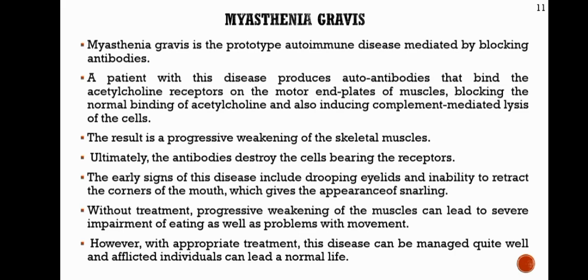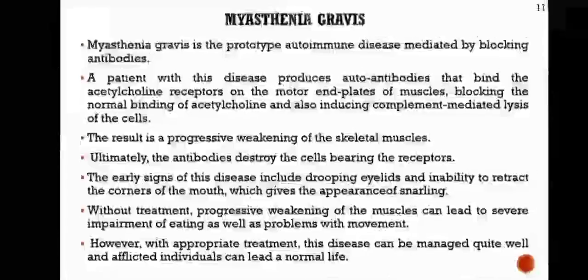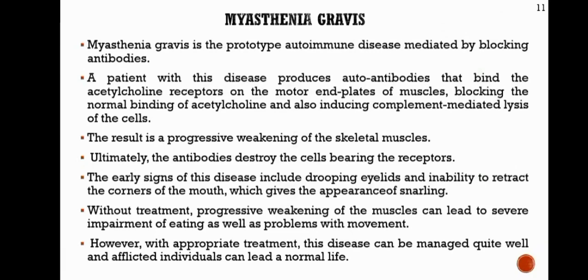Myasthenia gravis. Myasthenia gravis is the prototype autoimmune disease mediated by blocking antibodies. A patient with this disease produces autoantibodies that bind the acetylcholine receptors on the motor end plates of muscles, blocking the normal binding of acetylcholine and also inducing complement mediated lysis of the cell. The result is a progressive weakening of the skeletal muscles. Ultimately, the antibody destroys the cells bearing the receptors.